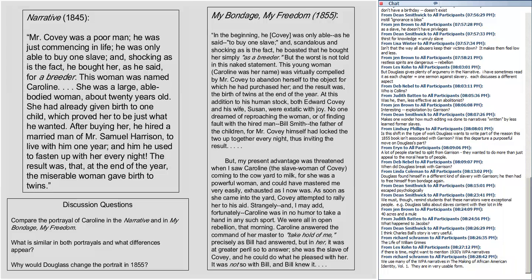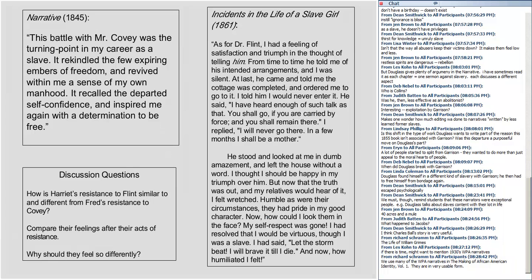The thing that's striking in Incidents over on the 44th slide is really the question of when a slave resists in a slave narrative, what is the effect? The way that Douglas describes it, of course, we can understand. It rekindles the few expiring embers of freedom, revives within me a sense of my own manhood. This is the man fighting hand to hand with another man and turning up the victor. And so, of course, it gives him a great sense of his own manhood, vindicated and revived to do this. But what is it like for a woman?